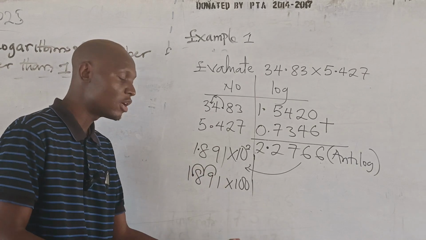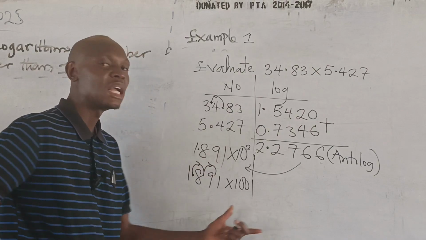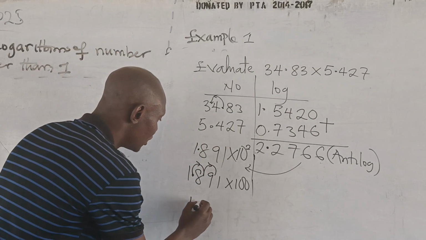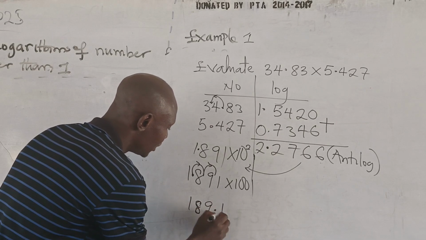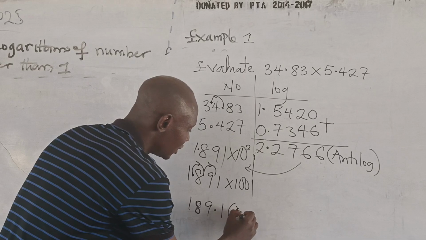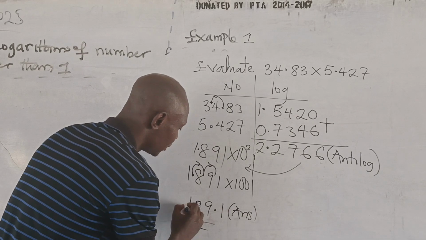Due to the number of 0, we have two 0s. So the point will move 2 times to your right hand side. So now I have 189.1. That is our final answer.